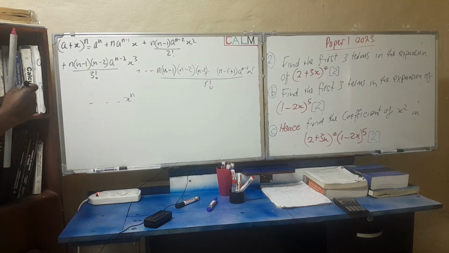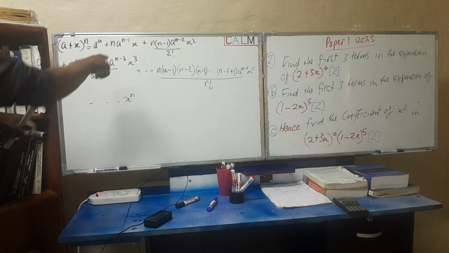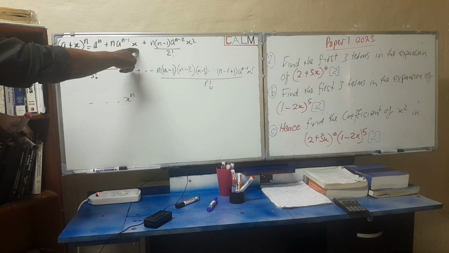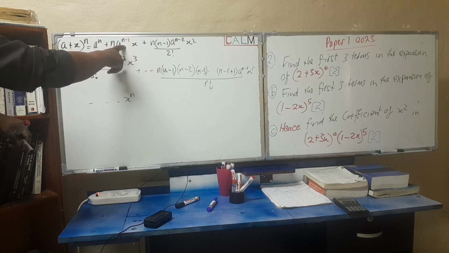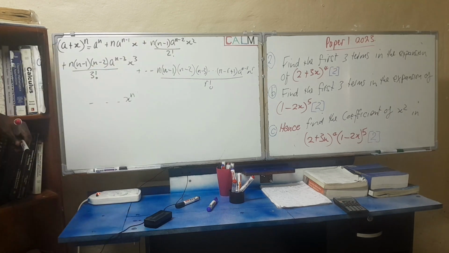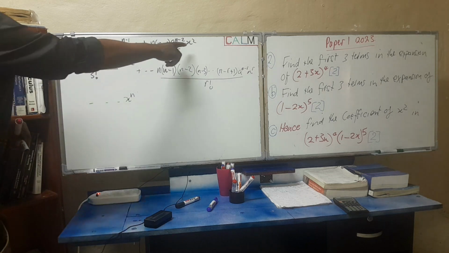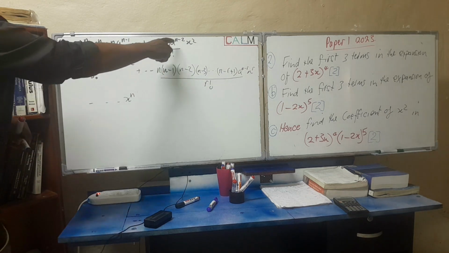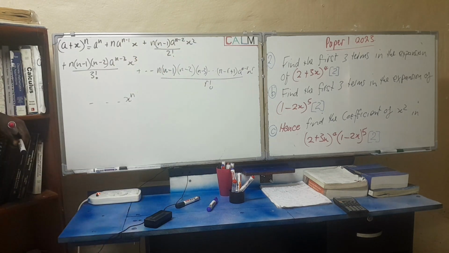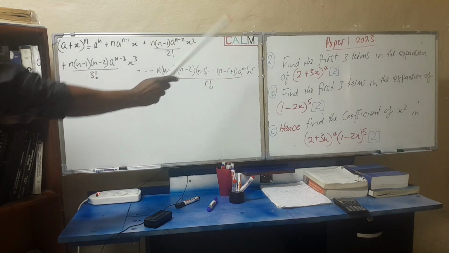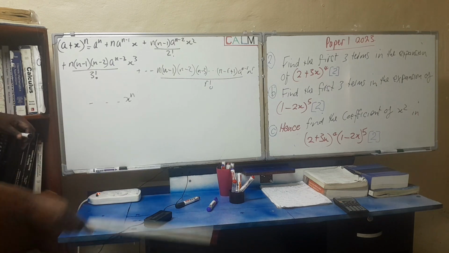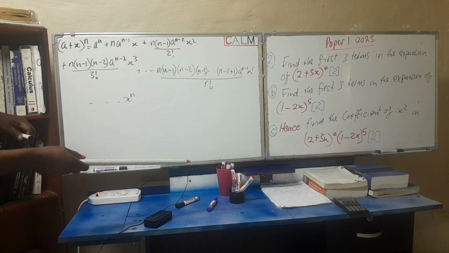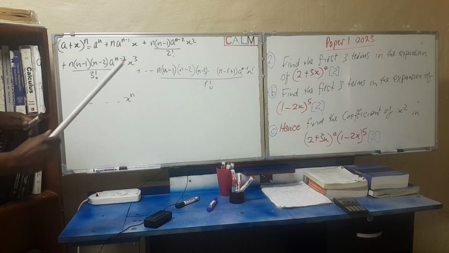Here a is raised to the power n minus 1, and x is raised to the power 1. So n minus 1 plus 1 gives you n. Here a is raised to the power n minus 2 and x is raised to the power 2, so n minus 2 plus 2 is always giving you n. Here a is raised to the power n minus r and x is raised to the power r. n minus r plus r is always giving you n.